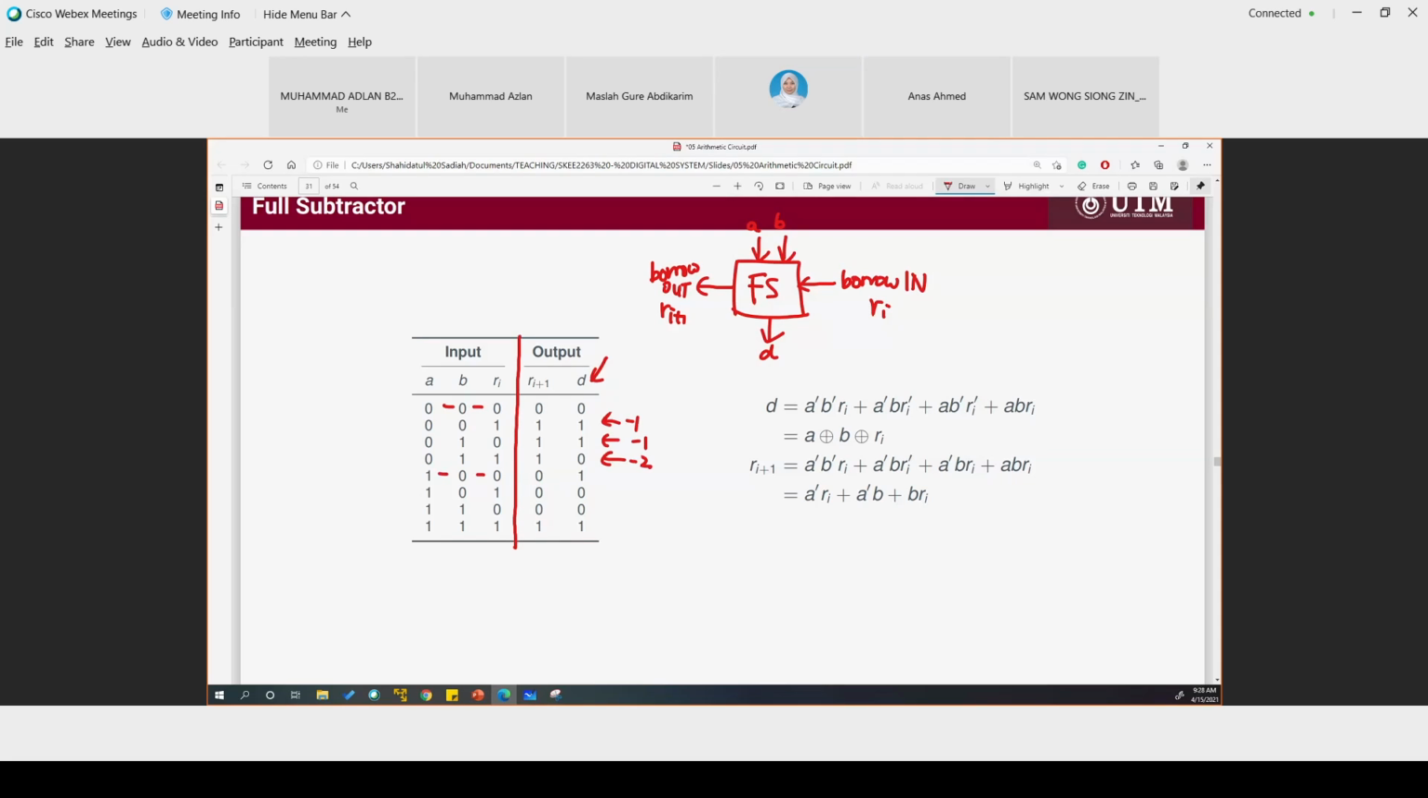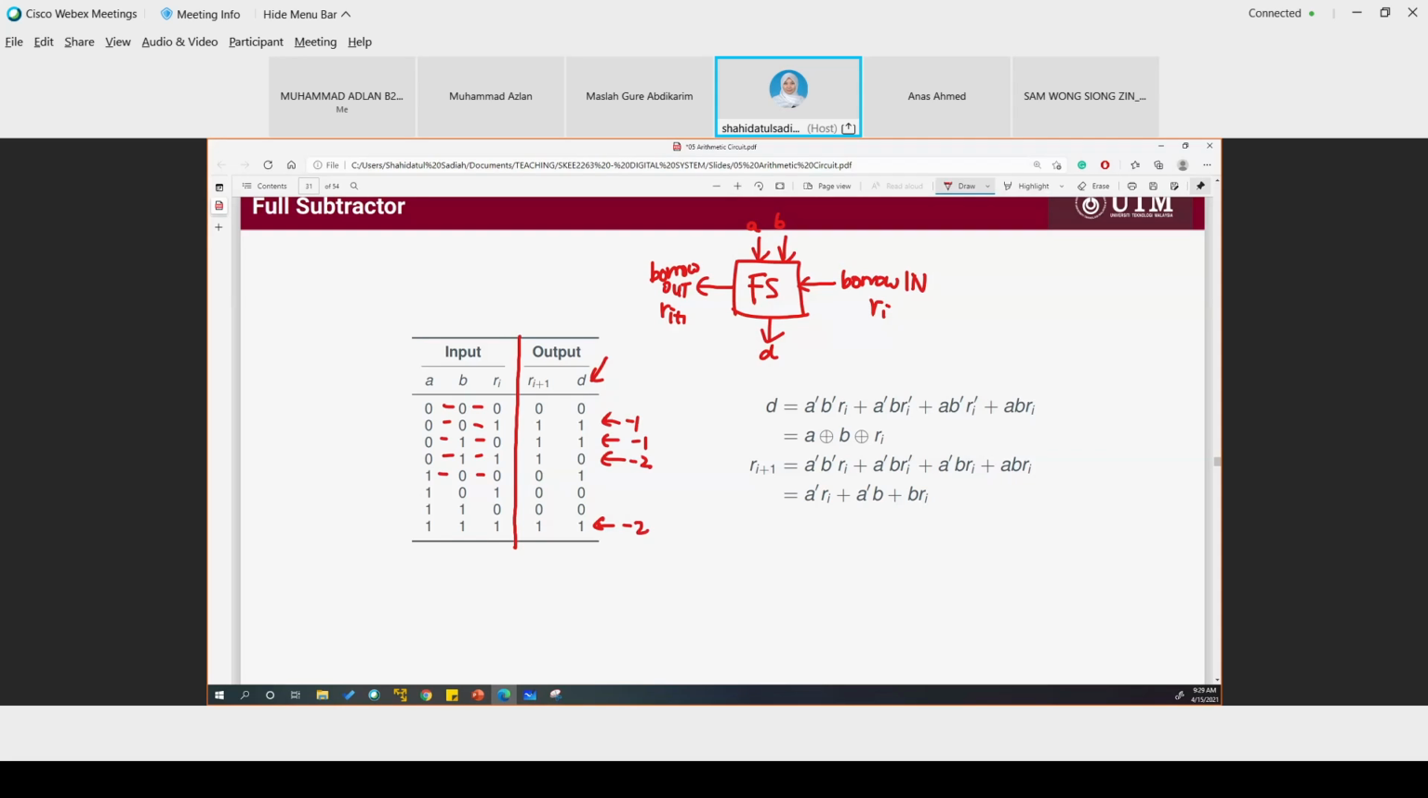1 minus 0 minus 0, that is 1. 1 minus 1 minus 0, that is 0. And 1 minus 1 minus 1, that's minus 2.